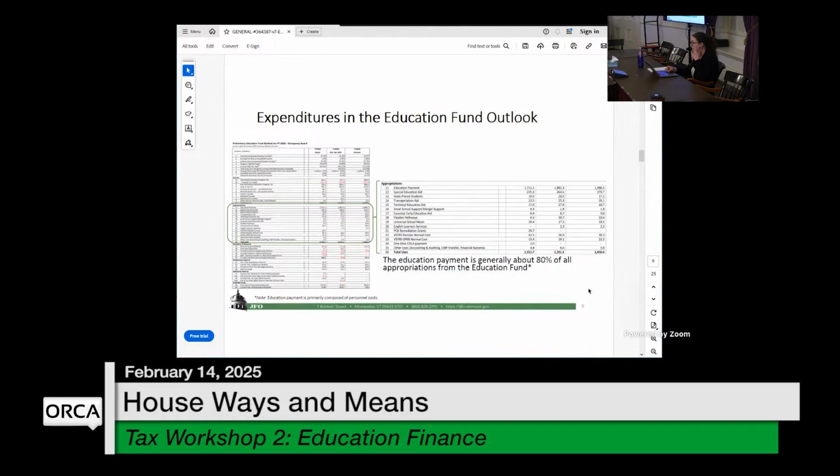So what we see here, one of the lines in the education fund outlook is reflective of the sum of all of that education spending. We were talking about that education payment. This is about 80% of all appropriations out of the education fund are the aggregated education spending cost. The bulk of that are personnel costs.